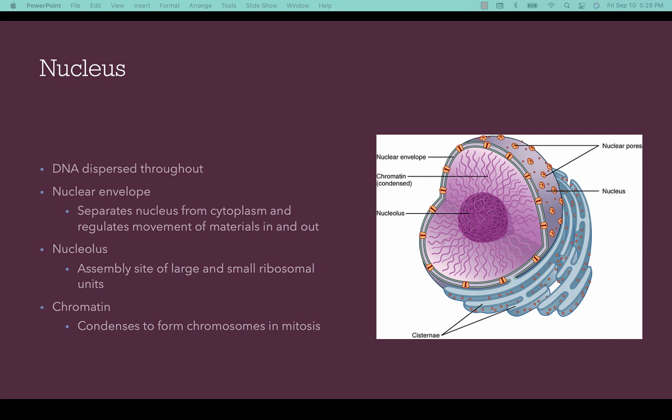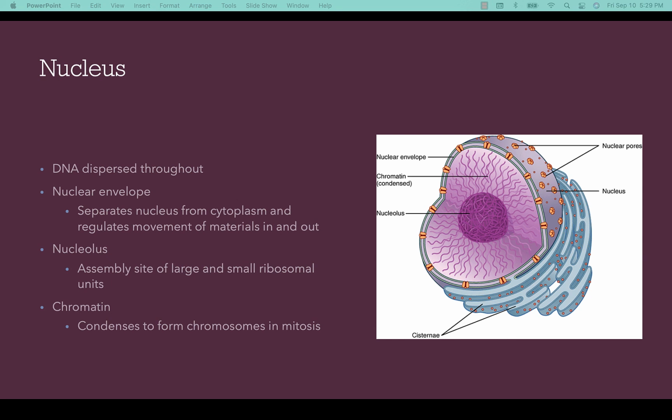The nuclear envelope has small pores in it so that RNA can enter and leave the nucleus to make copies of DNA, and so that ribosomes that are synthesized in the nucleus can leave the nucleus and then go to the cytoplasm where they can manufacture proteins for us.